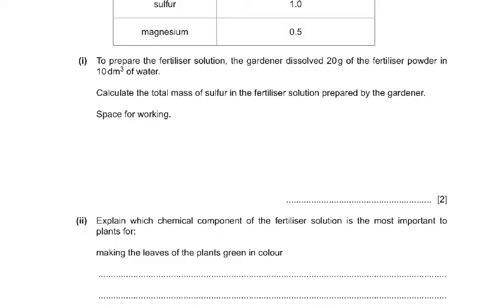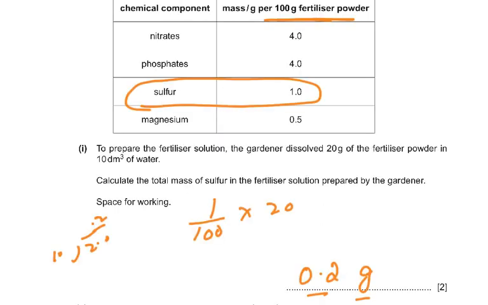Space for working. So very simple, sulfur is 1 gram in 100 grams of the fertilizer, and then 20 gram of the fertilizer, how much will it be? It will be 1/5. This 20 is 1/5 of 100. So 1 divided by 5 is 0.2.